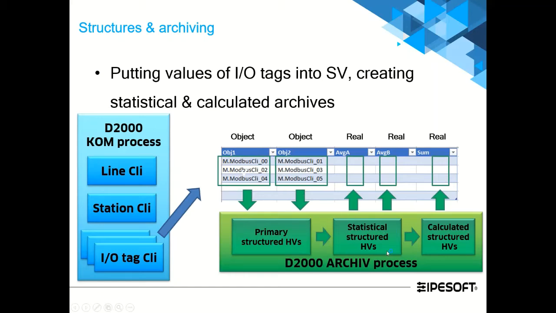Then we will create two statistical structured historical values, 1 minute averages, from these two primary objects. And we will publish their values back into our structured variables into the average A and average B columns. Then we'll create a structured calculated historical value that will add these two statistical values and publish its value into the last column named sum. These three columns will be of real type.